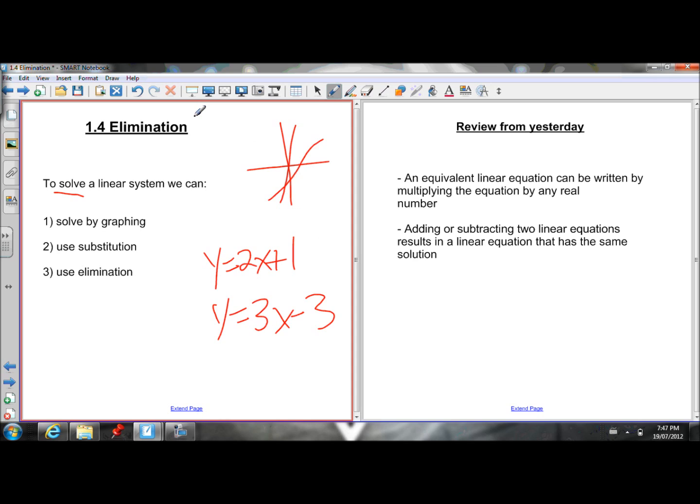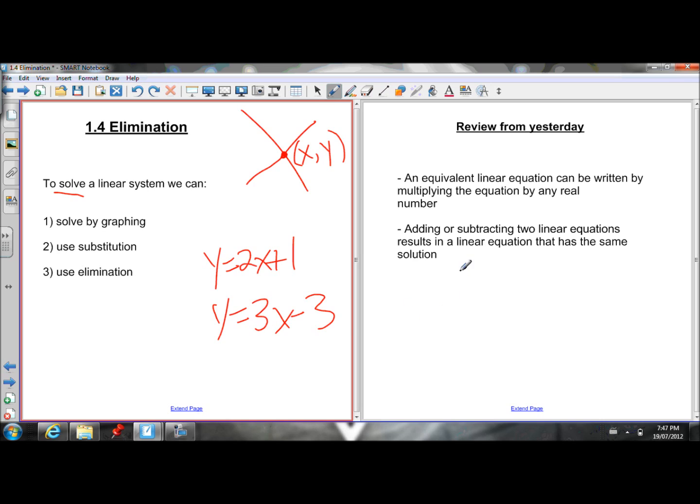Oh, that's terrible. Let's make better lines. I won't draw the coordinate grid. So let's say these are my two lines right here. To solve it means to find the point of intersection, to find out where those two lines intersect, to find out the x and y coordinate of where they intersect. That's what solving a linear system means.